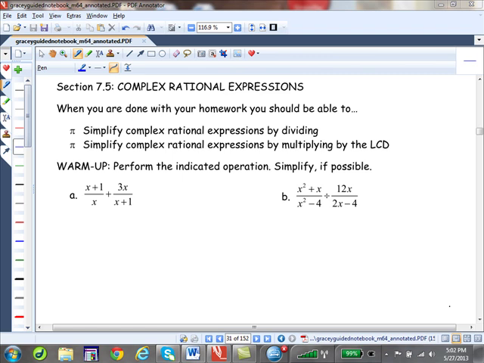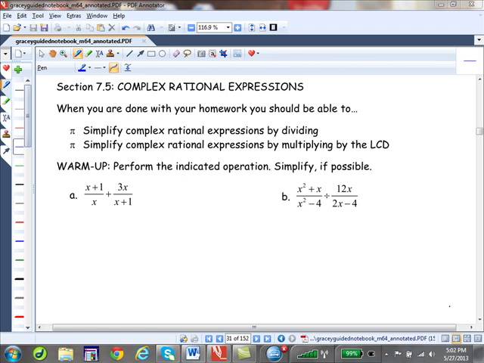So basically here, we're going to have some sort of fraction over some sort of fraction, and there are two methods by which we can simplify these. You can simplify by dividing, which means getting one happy fraction over one happy fraction, and then doing the procedure you learned before in, I think, 7.2. Or you can multiply the numerator and denominator both by the LCD. I'll show you both methods, and it's best if you just pick the one that works best for you and stick to it for now.